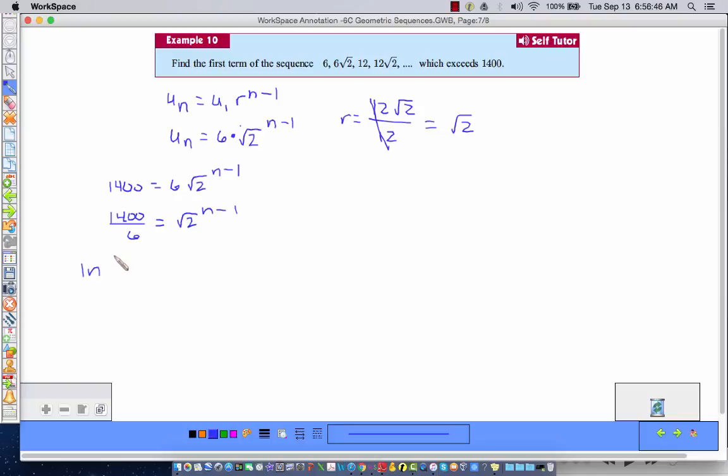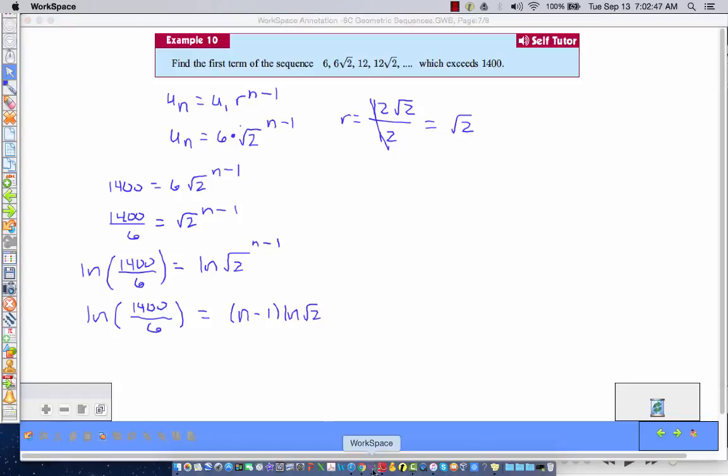Take the natural log or log of both sides. If you forget logs, not to worry, we will be discussing them again in this course. And from the rules of logarithms, this is equivalent to moving the exponent out in front, times ln root 2.